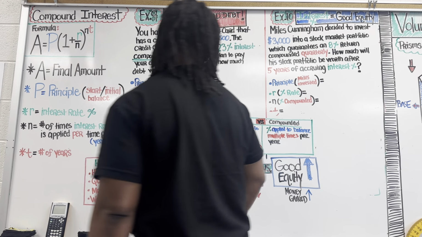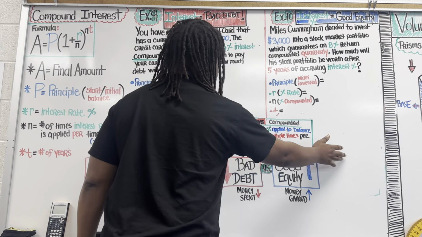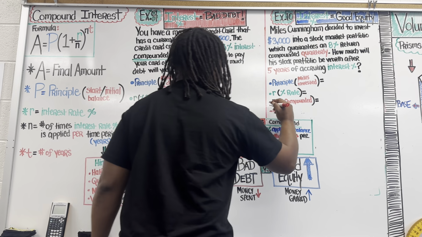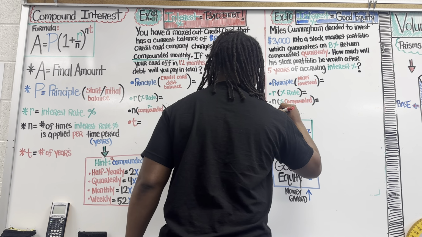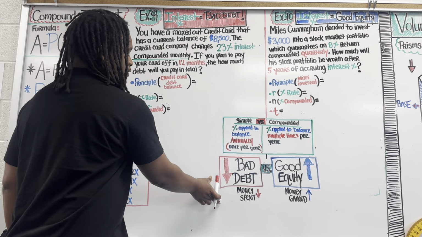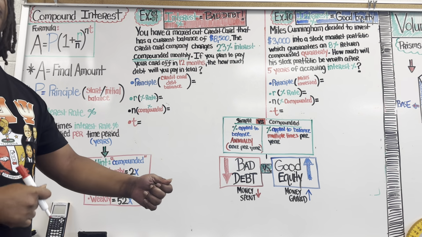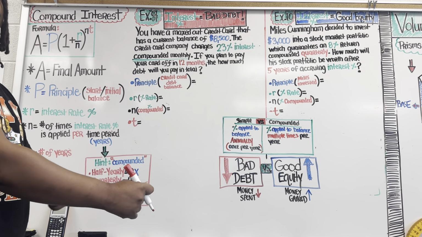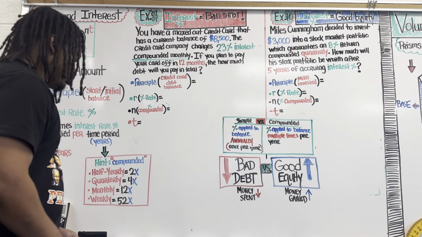So let's go over example 9, and then I'm going to go over example 10. And remember, guys, example 9 is an example of compound interest in the form of bad debt, because you owe something and then the lender is charging you interest on top of what you owe, okay?